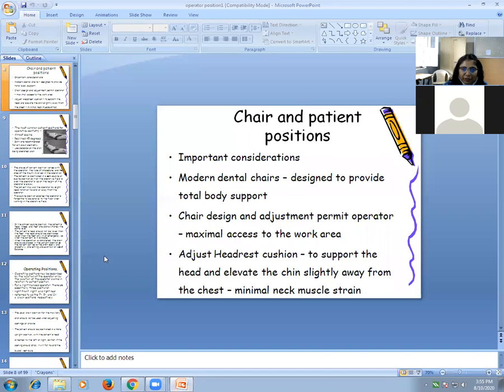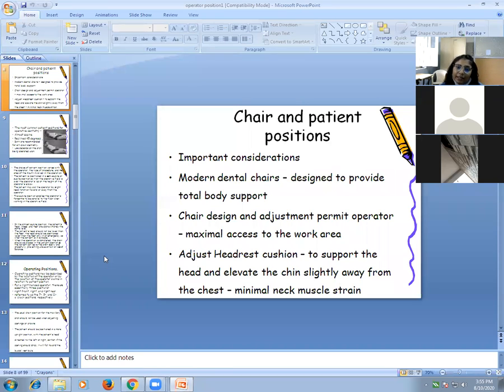So coming to the chair and patient position, what are the important considerations? The modern dental chairs are designed to provide total body support. Now we have older chairs also, and we have the modern chairs also; the older chairs were not that supportive to the patient's back. So now various chairs have come up to provide support to the dentist with the backrest, with the lumbar support. The stools are designed, the saddle stools have come up, which provide the spine with its original curvature. You don't have to slump your back, you don't have to hunch your back. So these are the modifications in the older and the newer chairs.